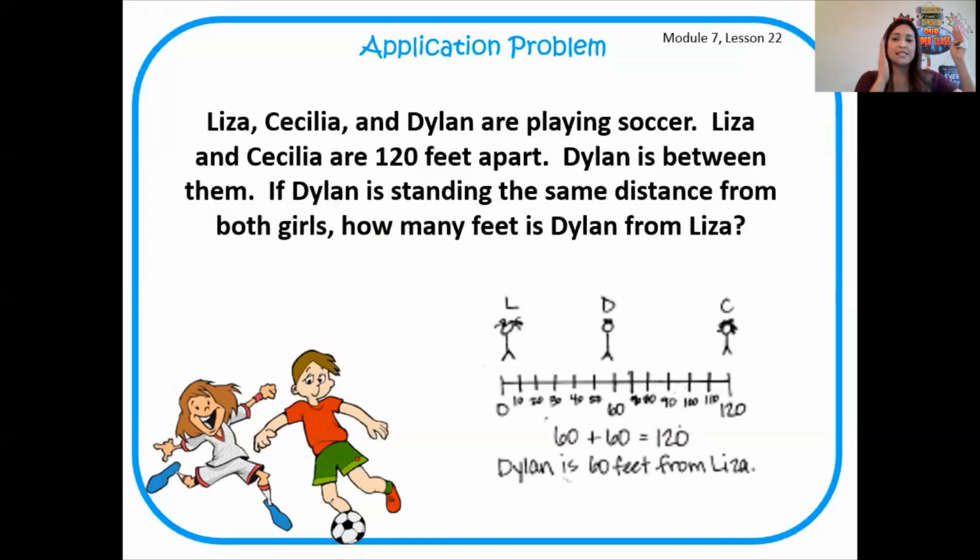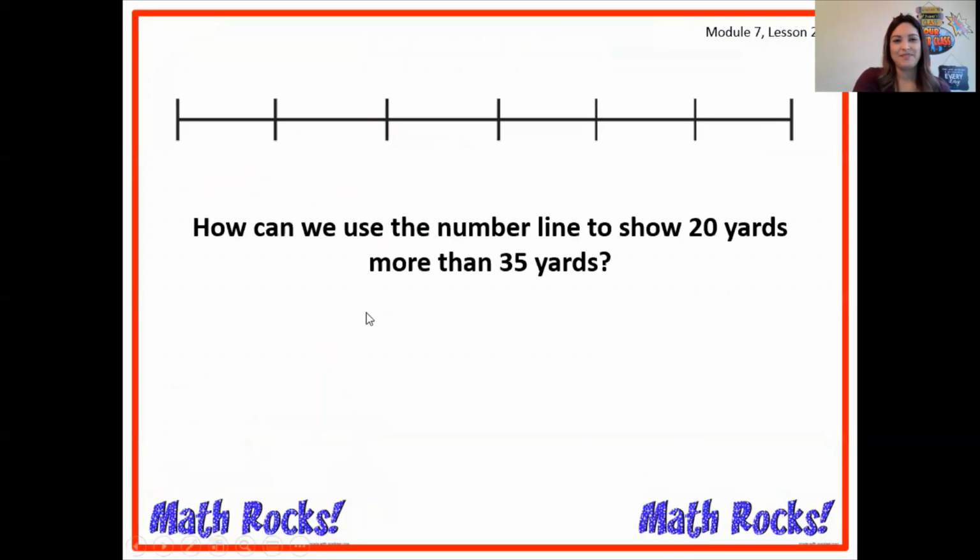From 0 to 60, that is 60. From 60 to 120, that's also 60. So Dylan is 60 feet from Liza. Did you get the same answer? I hope you did, and if you did, kiss your brain.